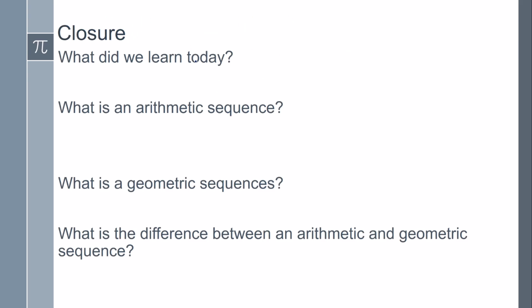So what did we learn today? We talked about identifying if it's an arithmetic or geometric sequence. An arithmetic sequence is where you're adding or subtracting, and you can add a negative number, by the same value every single time. A geometric sequence is a sequence in which you're multiplying by the same number every single time. The difference between the two is one's adding and one's multiplying. And that's the way we can identify it.